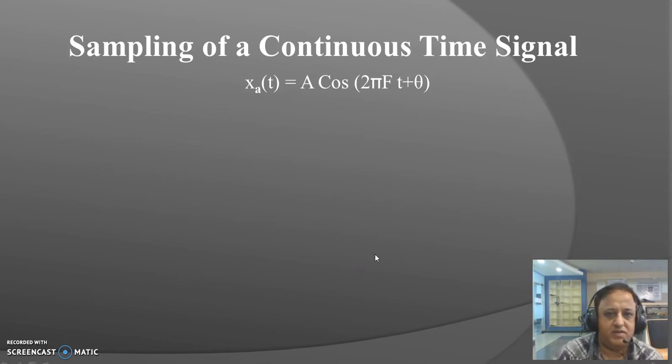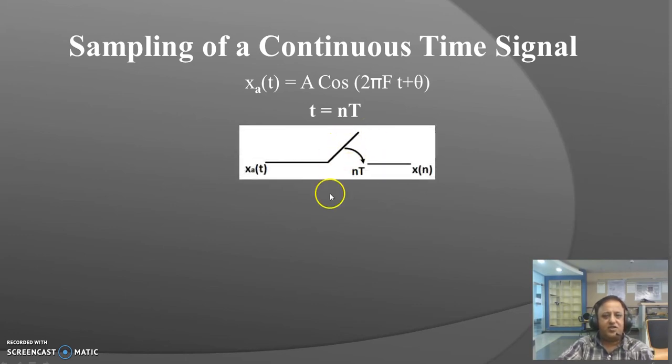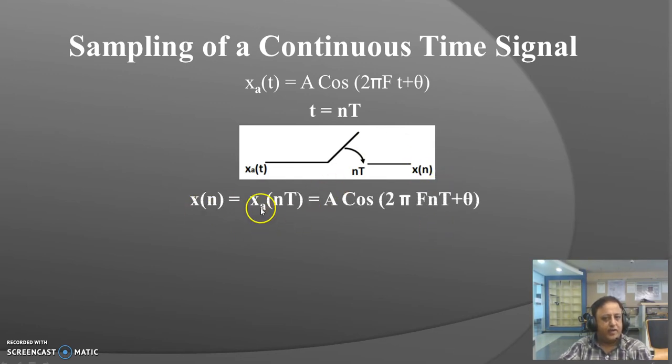Now, how do we sample this continuous time signal? Again we are dealing with the same signal, xa of t is A cos of 2 pi F t plus theta. In order to sample it, we put the time t as n into capital T. Basically, you have the analog signal coming in and a switch, and you close the switch after every interval of time nT, where n goes 1, 2, and so on, and you would get x of n. So, writing it down, x of n is xa sampled at nT, equal to A cos of 2 pi F nT plus theta.